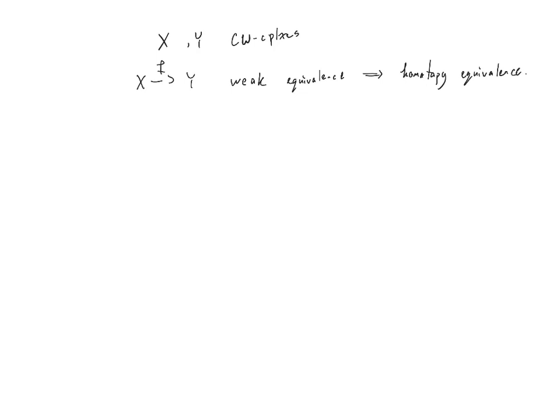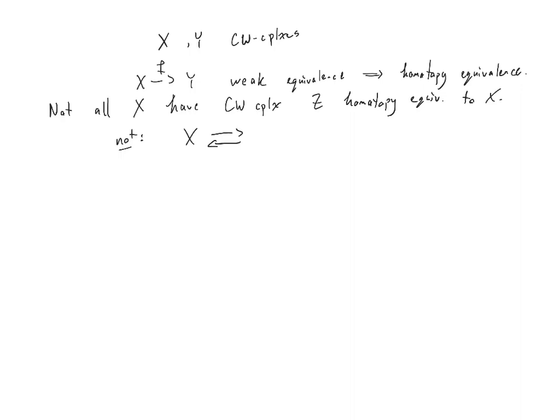Now, we know that not every space X has the homotopy type of a CW complex. So, not all X have a CW complex Z homotopy equivalent to X. So we don't necessarily have maps between X and Z that induce a homotopy equivalence.